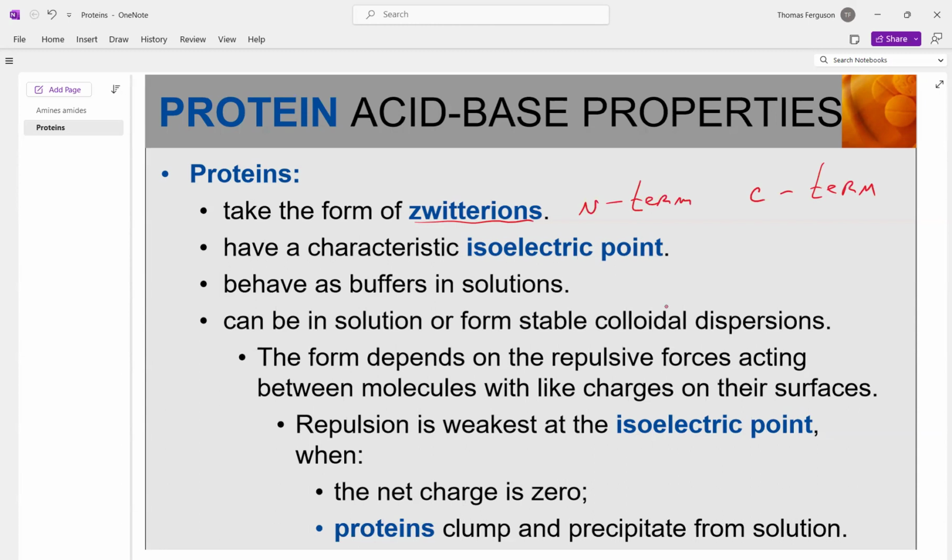Does anyone speak German? I think Zwitter is a German word. I'm curious. Okay.